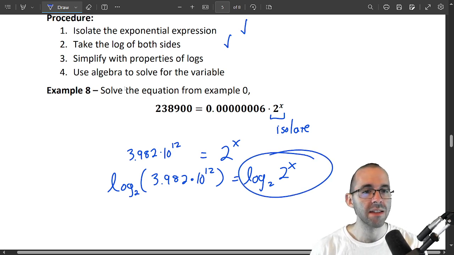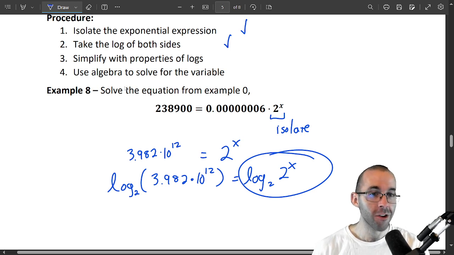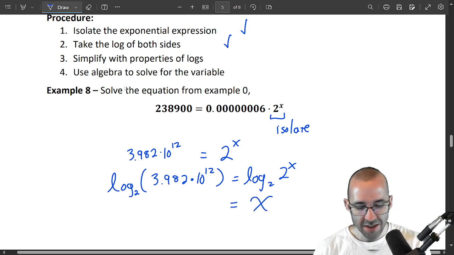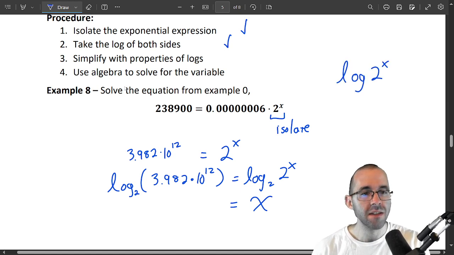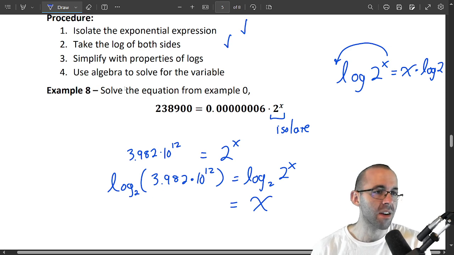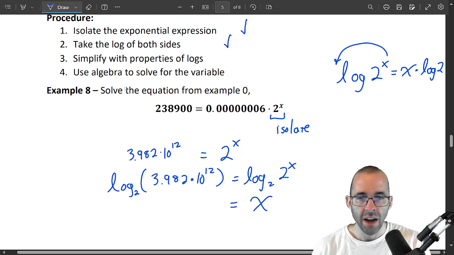How can we simplify this right-hand side? These undo each other. Logarithms undo exponential functions as long as they have the same base. This right-hand side is just exactly x. If you took the common log of both sides, you could still simplify that right-hand side. If you took the common log, how would this right-hand side simplify? With our exponent property. This is x times the common log of 2, and the common log of 2 is just a number, so we could get x by itself that way too. And so yeah, now we've simplified with properties of logs.